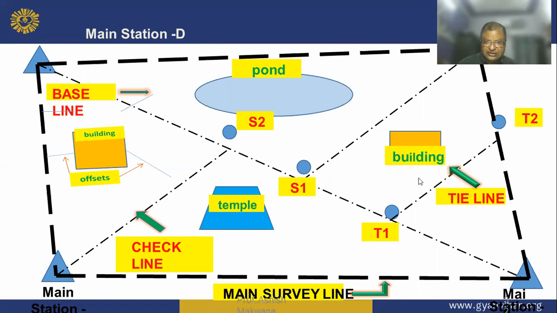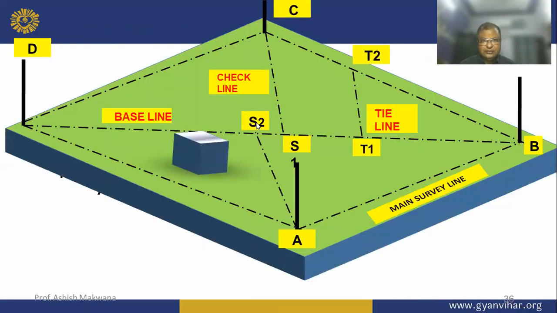This is the line, this is the measurement line. This is also a baseline, check line, and tie line of the chain measurement. When you are starting the measurement, you have fixed the ranging rod at a distance of around 50 to 60 meter, and on this reading you have to start to measure.